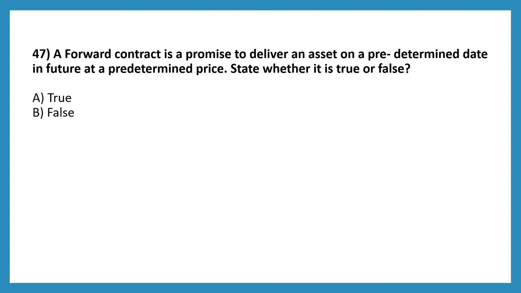Next question. A forward contract is a promise to deliver an asset on a predetermined date in future at a predetermined price. State whether it is true or false. The correct answer is option A, true.